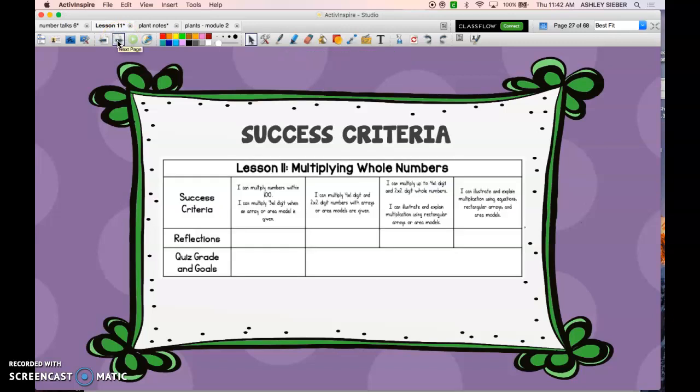I want you to reflect. We should be between a 2 and a 3. We should be getting close to this 3 area here. We might not be able to explain the multiplication, but you should be able to multiply 4-digit by 1-digit and 2-digit by 2-digit numbers with the practice that we've done over the past couple of days and today.